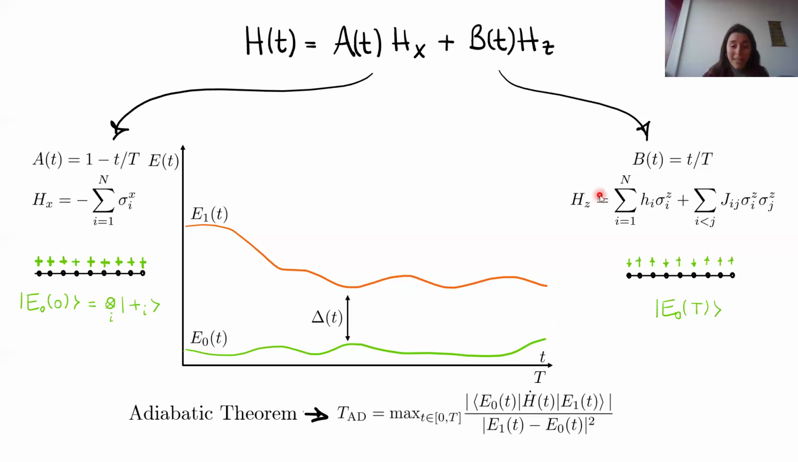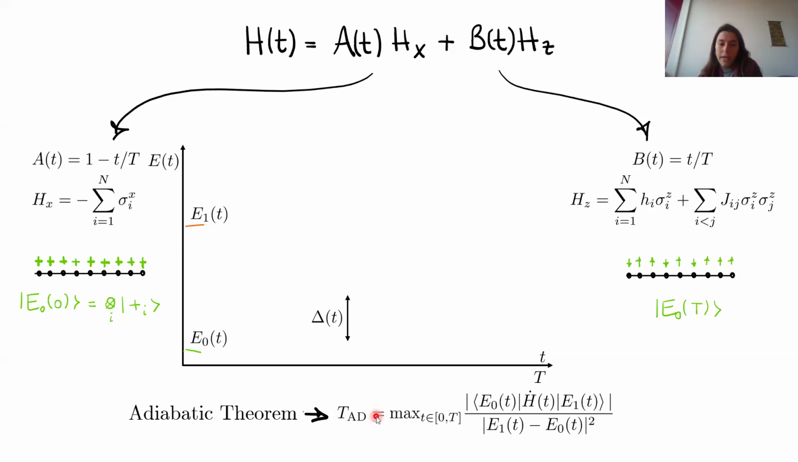If we define delta as the minimum gap that occurs between the two lowest-lying instantaneous energy levels of this instantaneous Hamiltonian, we know that if the evolution is slow enough, so if the total evolution time of the protocol, capital T, is high enough compared to 1 over delta squared, the adiabatic theorem will hold, and so Landau-Zener transitions will be avoided during the protocol.